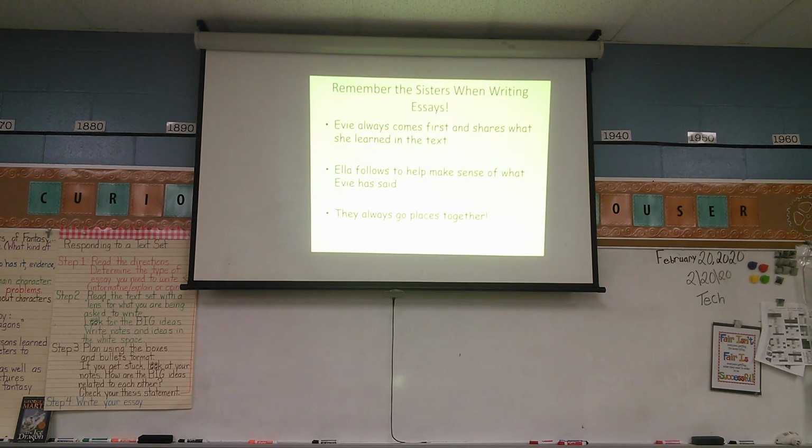Evie always comes first and shares what she learned in the text. Okay, so you're presenting your evidence first. Then Ella follows, all right? And Ella tries to help the reader understand what Evie is talking about by explaining it more, saying more, okay? And they both need to be present in your body paragraph. Okay, are you ready to practice?